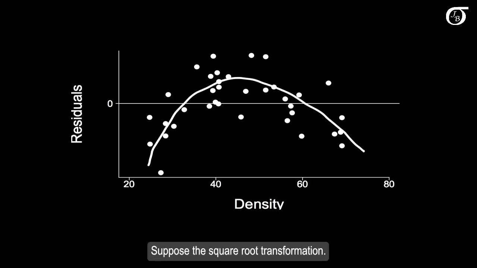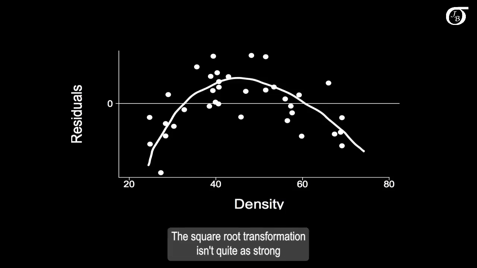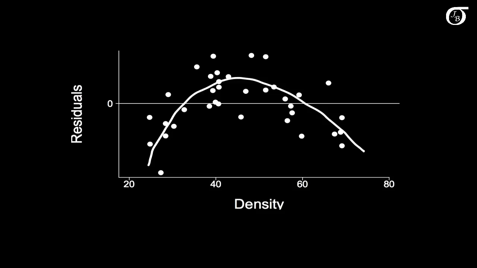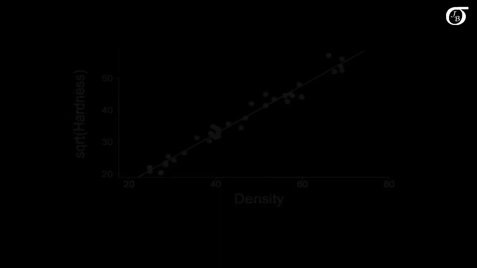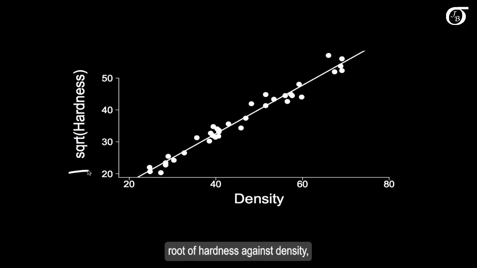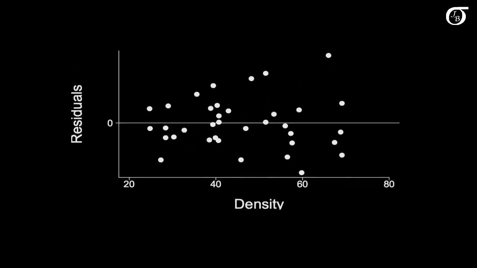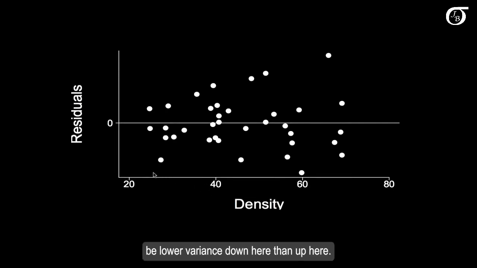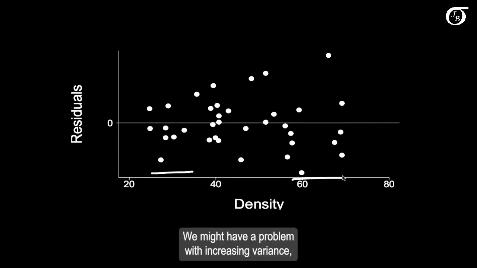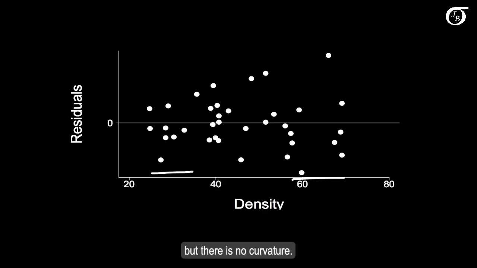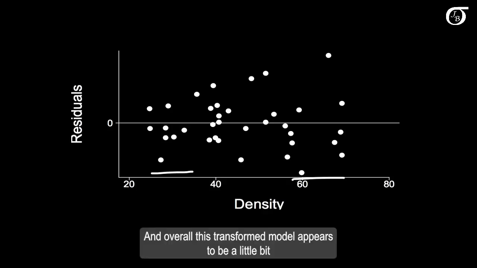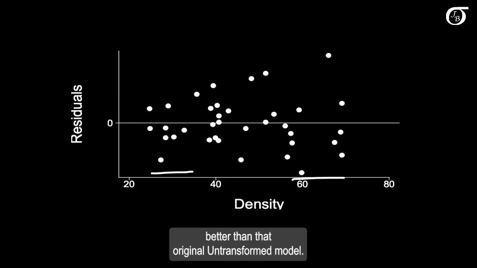So we might try, suppose, the square root transformation. The square root transformation isn't quite as strong a transformation as the log transformation. Let's see what happens when we fit that. Here I've plotted the square root of hardness against density. And that's starting to look pretty good. Well, let's see what the residual plot looks like. The residual plot doesn't show any obvious curvature here. There does appear to possibly be lower variance down here than up here. We might have a problem with increasing variance, but there is no curvature, and overall this transformed model appears to be a little bit better than that original untransformed model.